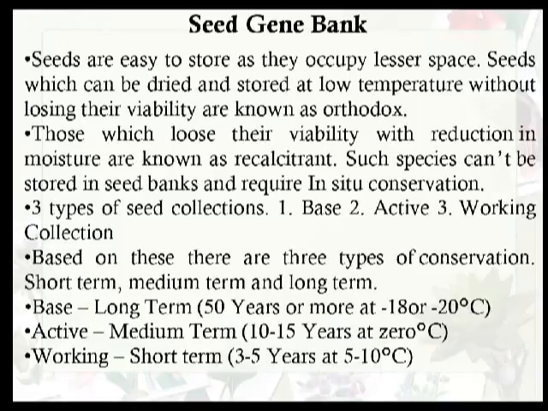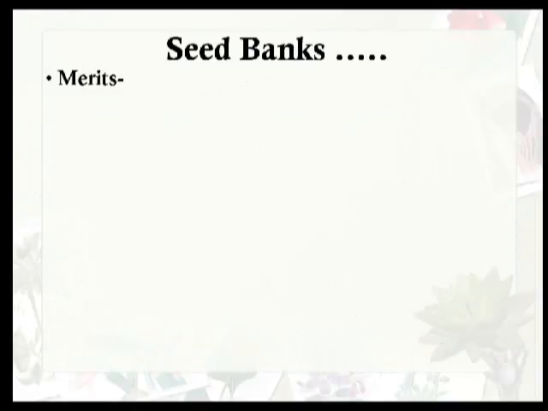So short term, that is 3 to 5 years, at 5 to 10 degrees C. Of course, we can apply the logic that because the working collection is what we are using most frequently, we don't need a very low temperature, because we are going to be using it very frequently. So now, what are the merits and demerits?